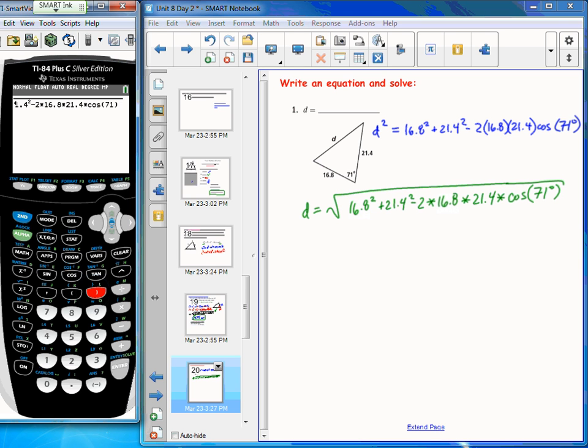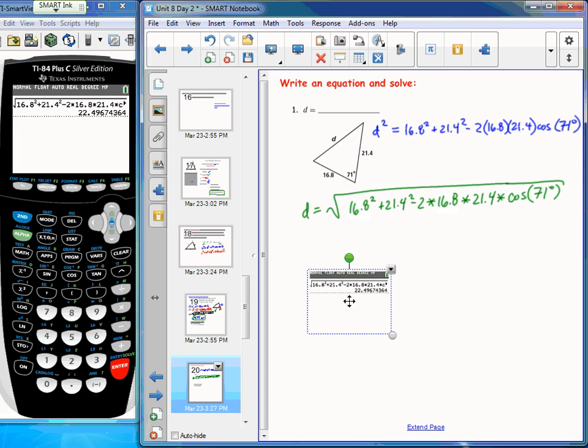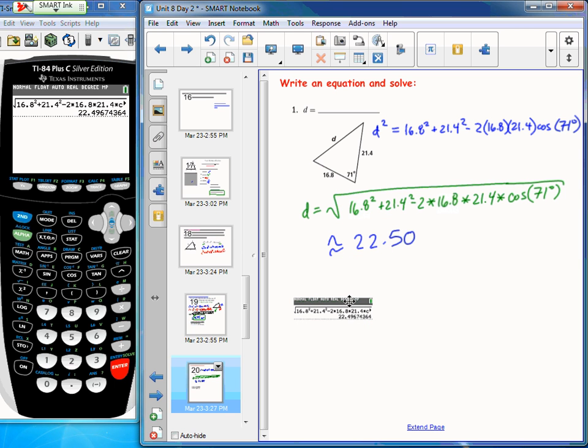Did I double click anything? Are you guys okay? Let's see if we get the same one. Raise your hand if you had 22.50. Yes! That's great news. So about 22.5. No units? No units. So I'll just leave it at about 22.50. Great.